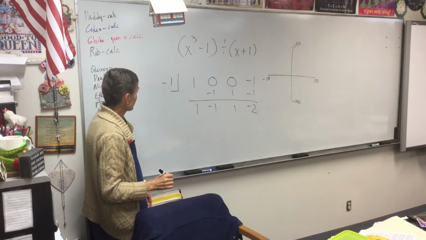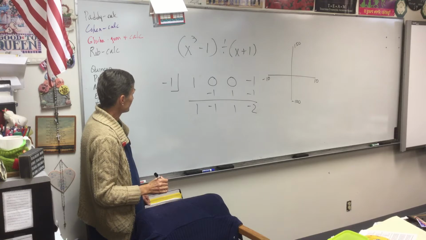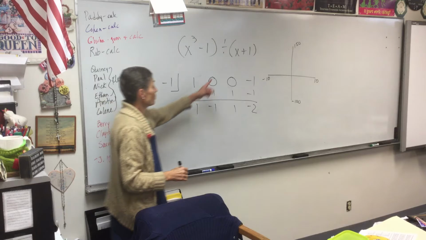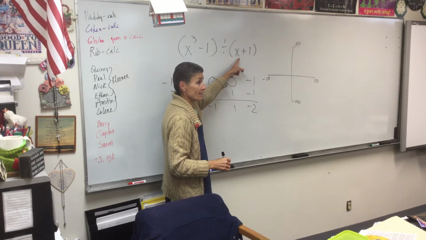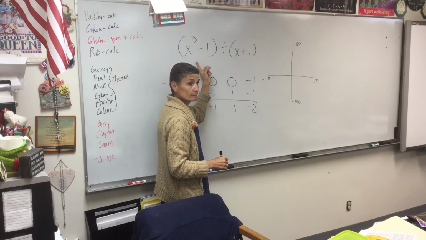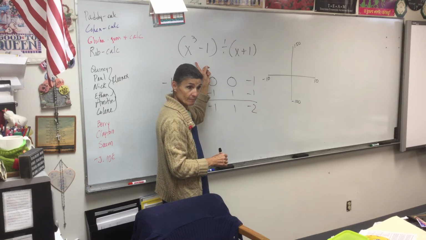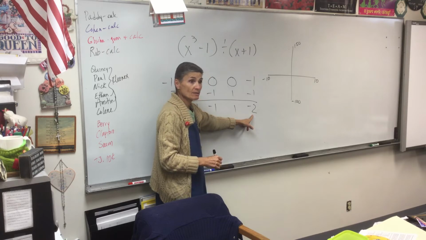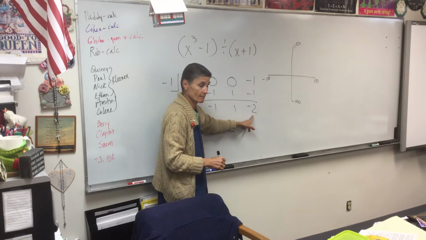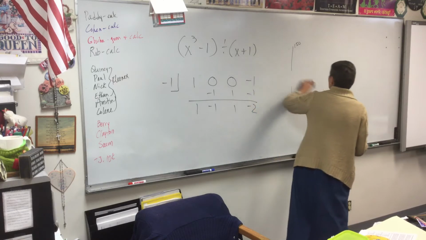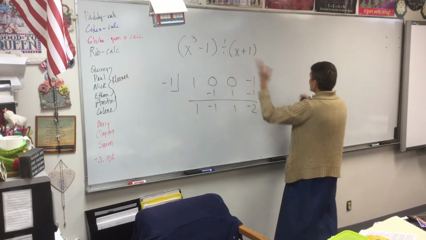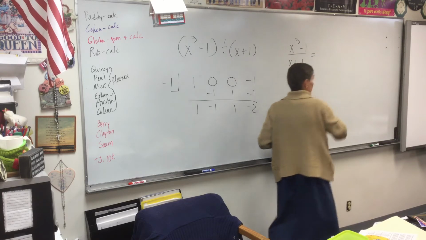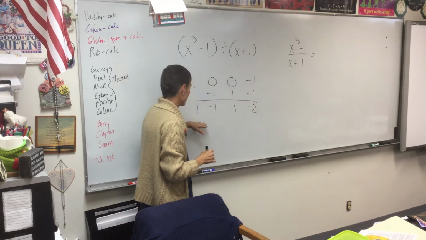Okay, first of all, check my arithmetic. There's a lot of 1s floating around in there. Did I do okay? Is that okay? Now, what do I know about this? It is not a factor, right? Why not? It has a remainder. Okay, so now I'm going to write my summary statement. My summary statement is simply what you just did. So x cubed minus 1 divided by x plus 1 equals, okay, what does it equal?